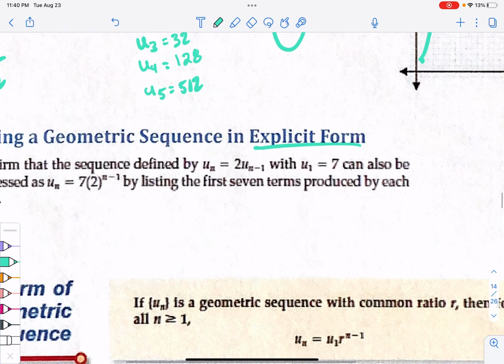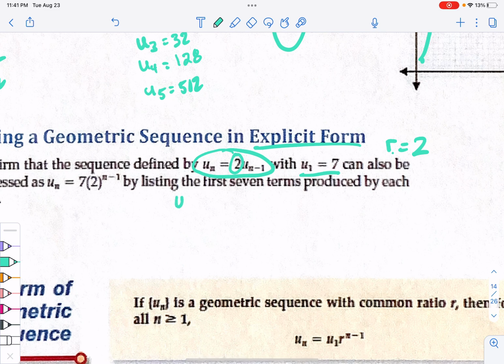This one is saying our recursive sequence is defined by u sub n equals 2 u sub n minus 1. What that means is that we're multiplying by 2 each time. Our r value is 2. So I'm doubling each number. I'm starting with u sub 1 equal to 7. Okay, let's list out the first couple terms. They say listing the first 7 terms. We can probably get away with just doing the first maybe 4 terms, right?